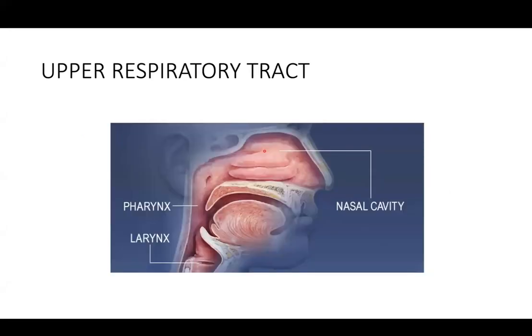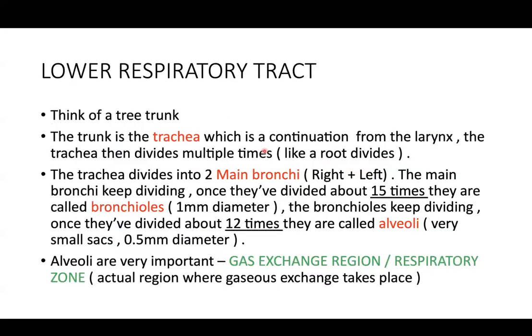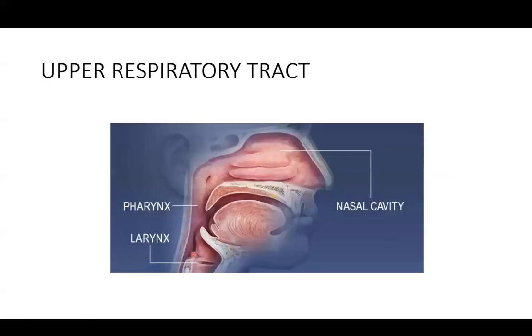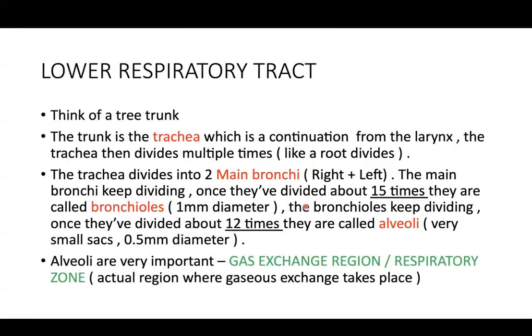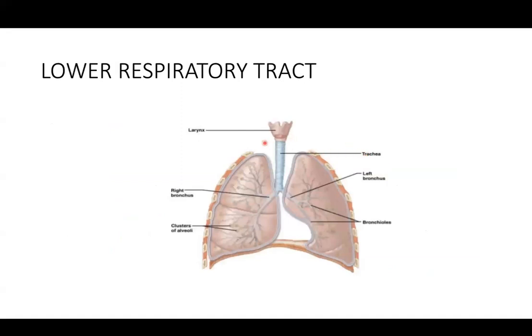This is the diagram. So quick revision, we can just look at it. And then we have the lower respiratory tract, which I want you to think of as a tree trunk that divides and becomes roots. It starts off as a tree trunk, but then it divides and becomes roots. The trunk, in this case, is the trachea. The trachea is a continuation of the larynx. The larynx is this part over here. So when this continues downwards, we have the trachea, and this is a better picture here. So the larynx continues downwards to the trachea.